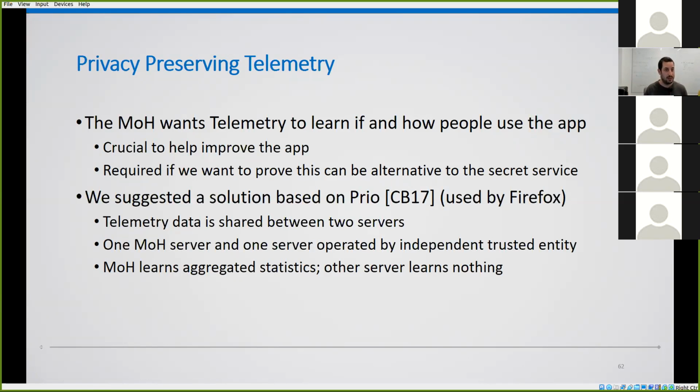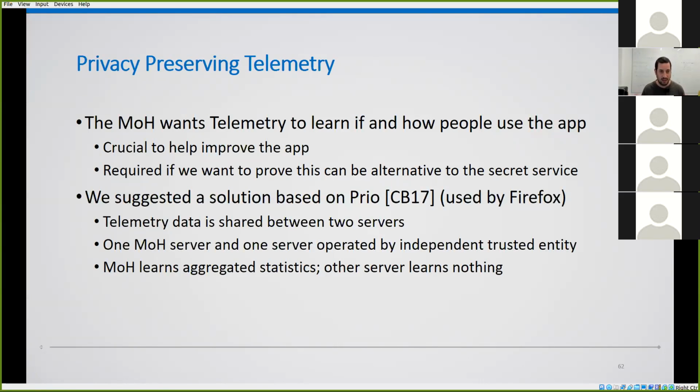The people that I talked with were very concerned about privacy issues, so they didn't allow any telemetry to be sent from the devices. And so they wanted to find a privacy preserving solution. So we suggested to them to have a solution based on the Prio paper that is currently used by Firefox for telemetry.